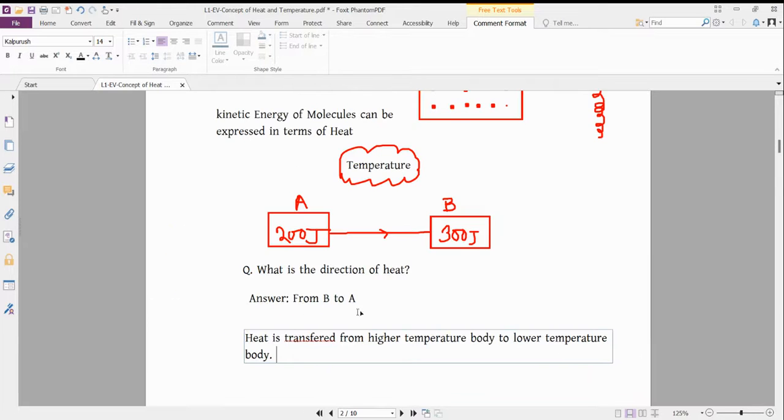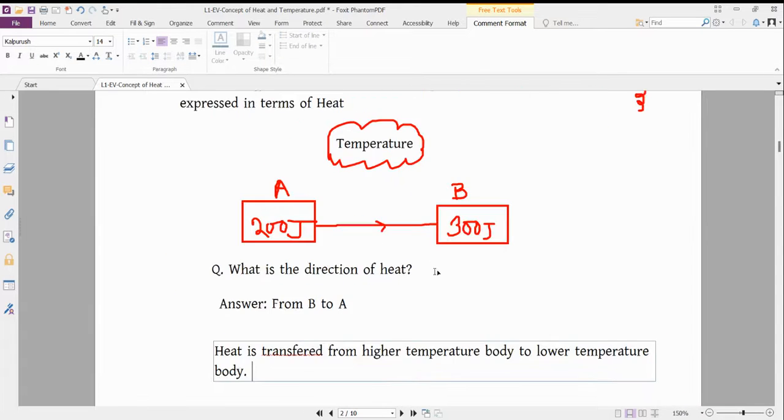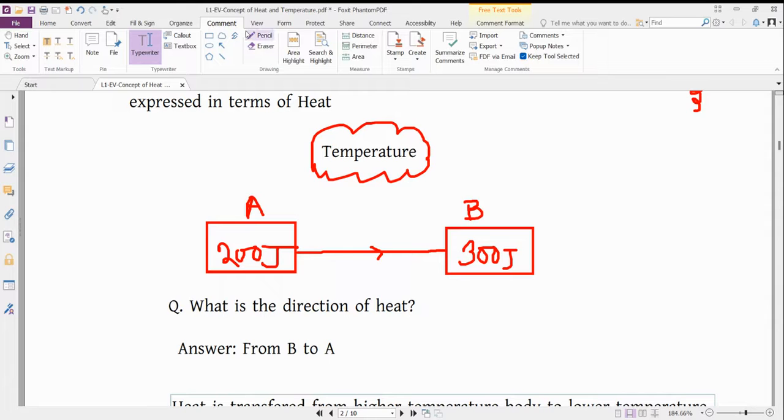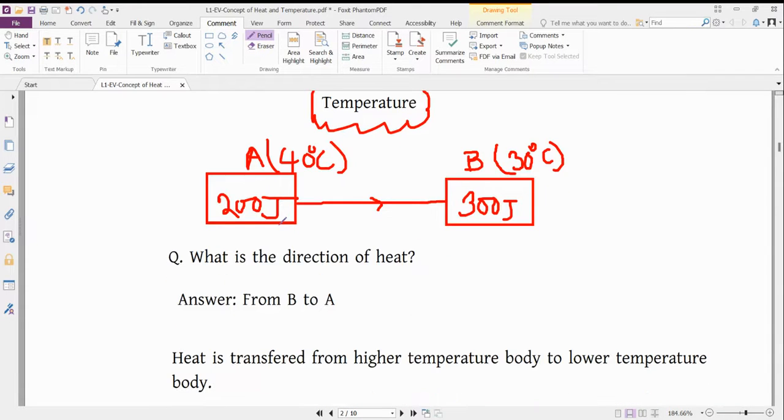So we have to give another piece of information, which is the temperature. Let us consider the temperature of body B is 30 degrees Celsius, and the temperature of body A is 40 degrees Celsius. Now we can say that the temperature of body A is higher than body B, so heat will transfer from A to B.